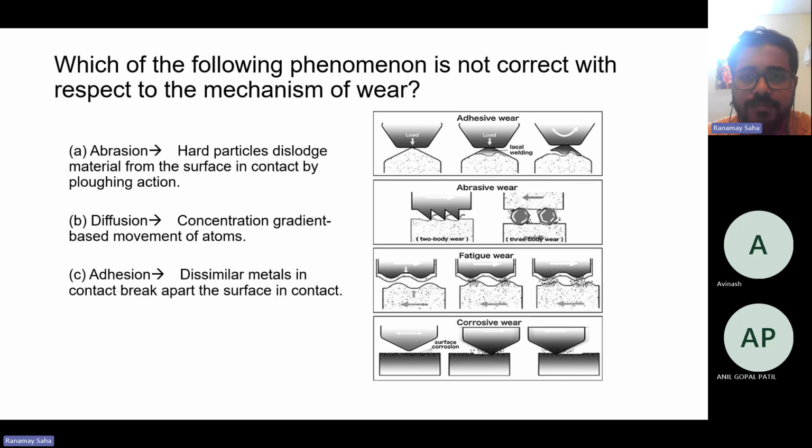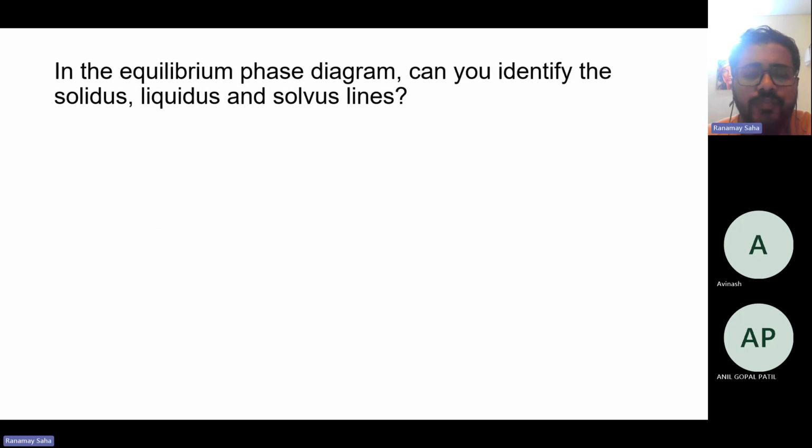Anyways, let's proceed. So this is all about the concept of wear and a little more additions to what you have actually been taught in the regular classes. We'll move on.